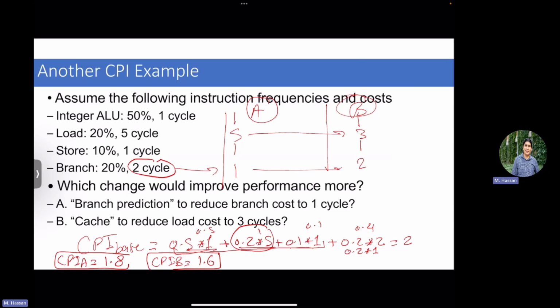Which one do I choose? Option B simply, right? So the problem seems fancy. It's in fact an interesting problem, but the math is very simple, right? Questions? Good.